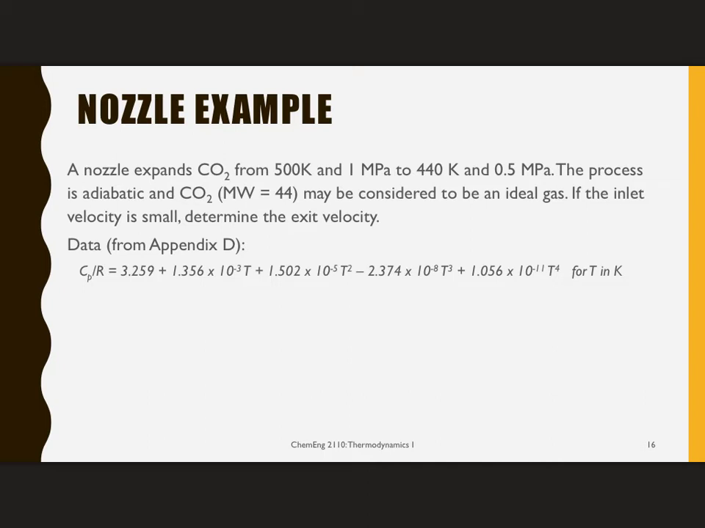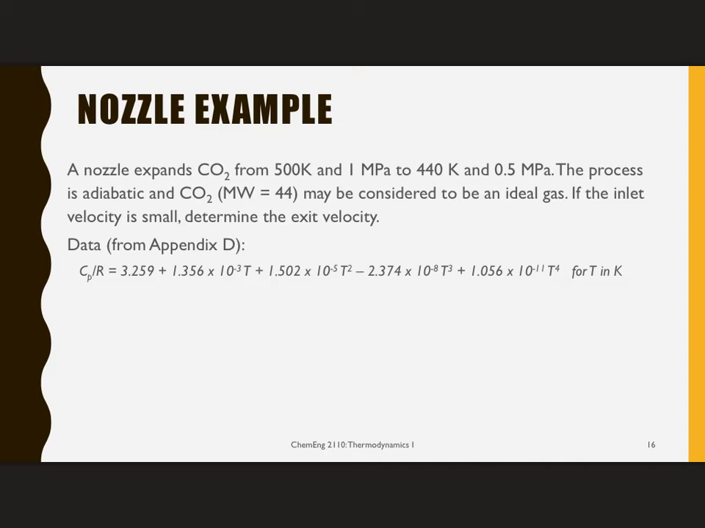Let's look at an example of a nozzle. In this case, a nozzle is expanding CO2 from 500 Kelvin and 1 megapascal to 440 Kelvin and 0.5 megapascals. The process is adiabatic, and CO2 with a molecular weight of 44 may be considered to be an ideal gas. If the inlet velocity is small, determine the exit velocity. And then there's data from the appendix, which says that C sub P over R is this function of temperature for temperature in Kelvin.